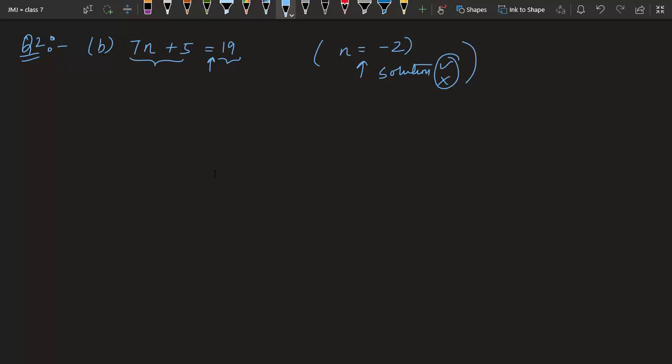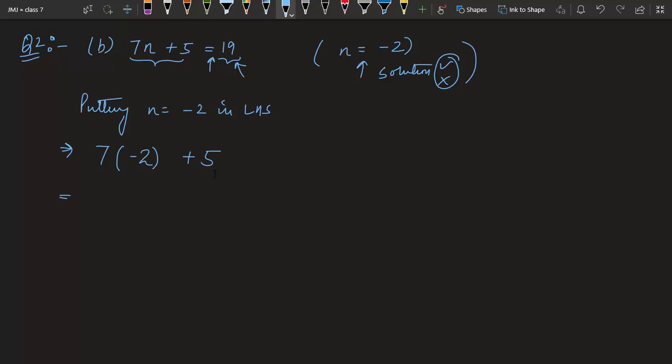To check this, simple way, you have to take either the left side, and on the left side you can put the value of variable. After solving, if you get the answer as 19, then that means it is a solution. Let's start. Again, same language, putting n is equal to minus 2 in the left hand side. What will we get? Before putting, I have always told you, wherever you have the variable, put the values in bracket.